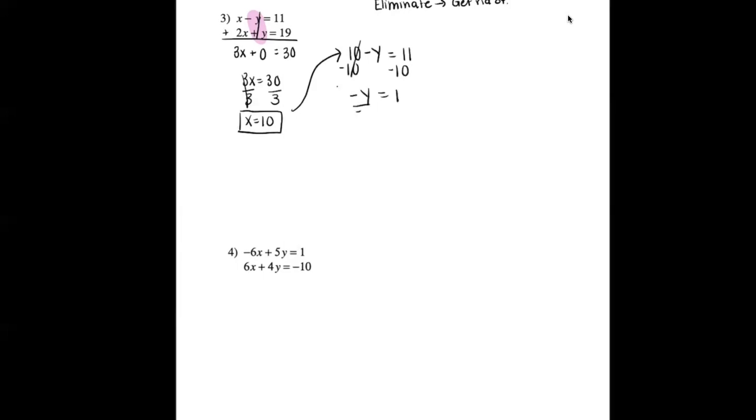But now I need to plug it back in and find my y value. So now I'm going to plug in 10 for x. I'm going to pick that first equation just because it's there. So when I plug in a 10 for x, now I need to solve for y. I'm going to subtract 10 from both sides, and I end up with negative y equals 1. Well, I need to get y alone, and in order to do that, I have to divide by a negative 1. And I should end up with y equals negative 1.